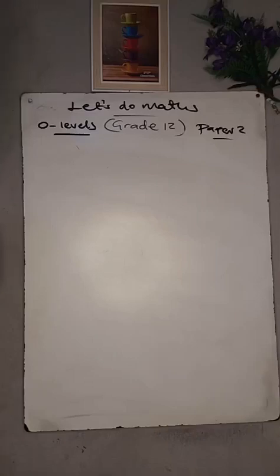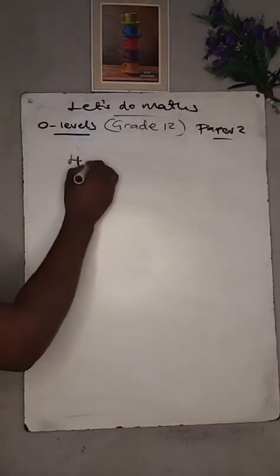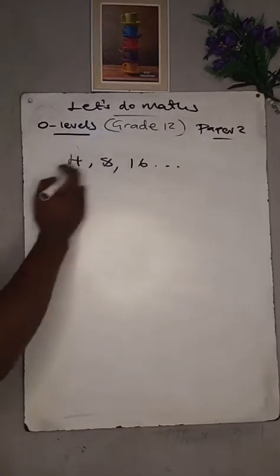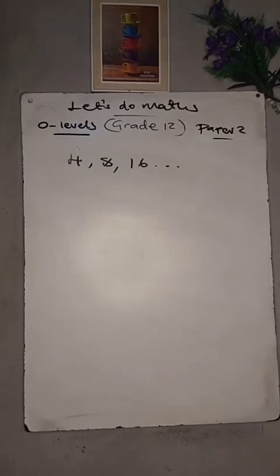The geometric progression of 4, 8, and 16. All right, so we have been given these three terms, the first, the second, and third term. They are saying to find the geometric mean.